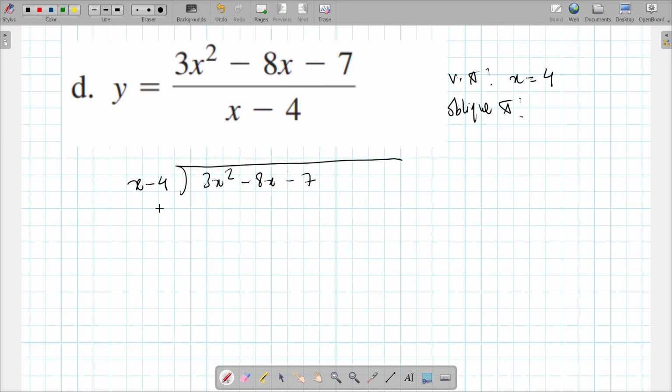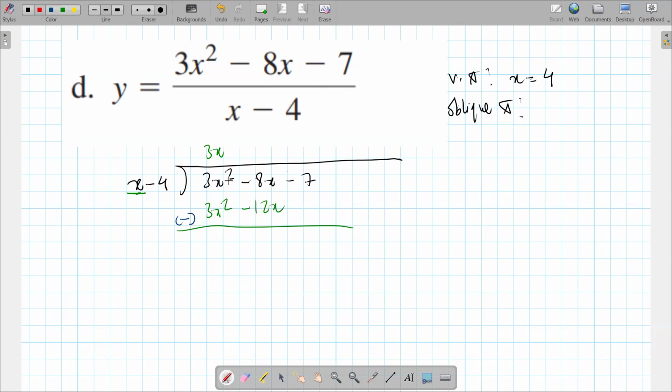Now ask yourself, what do I multiply x by to get 3x squared? Yeah, 3x. So now x times 3x is 3x squared. Negative 4 times 3x is negative 12x. And then you have to add them up. Sorry, not add them up. Add is in synthetic. In long division, you have to subtract them.